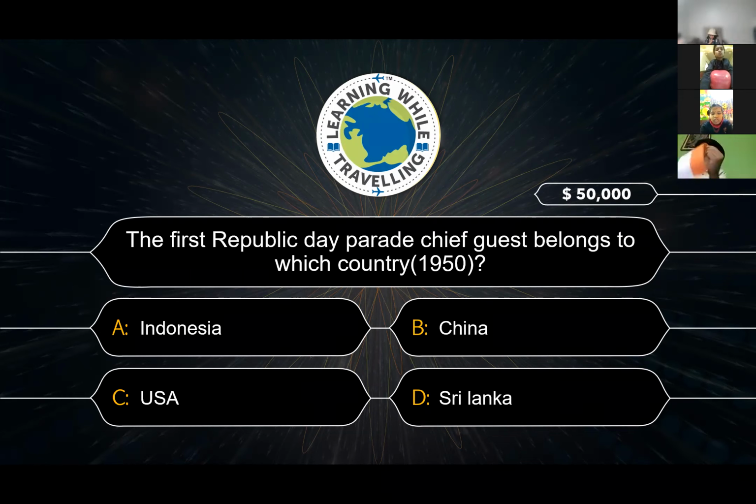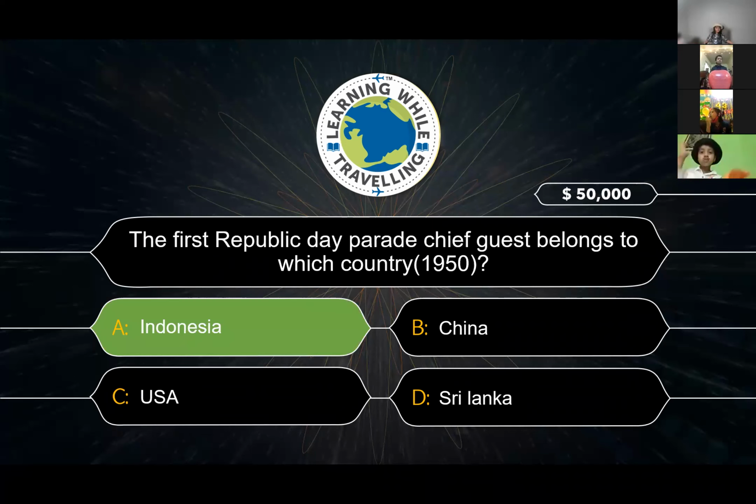Arav A, Usru Ayushi A, Devit A, Arush A, Akanshit A, Arav Aryan A, Supriyo A, Katlina A, Vivith A, Lakshita A. Lock option A. A is the correct answer, Indonesia.